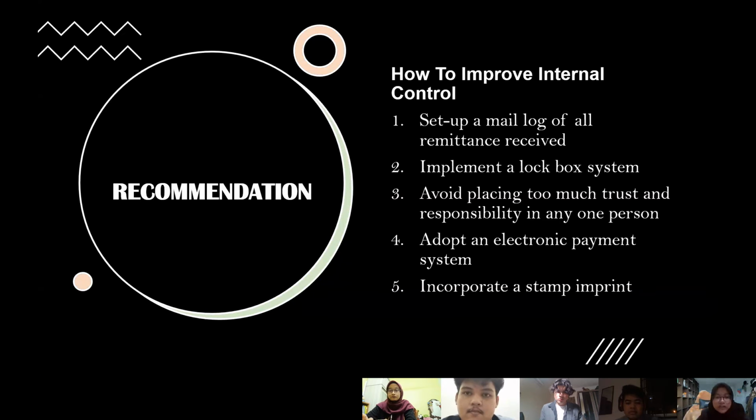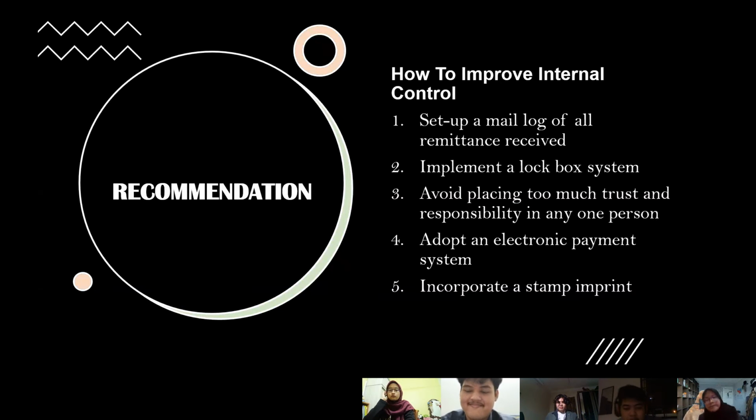Last but not least, incorporate a stamp imprint. All checks submitted for approval and signature should be accompanied by the supporting invoice. This invoice should be initialed by the responsible party, such as the person who reviewed the disbursement, to reflect final approval for payment and to prevent reuse of the invoice. Next, I'm going to pass my mic to Koyum.